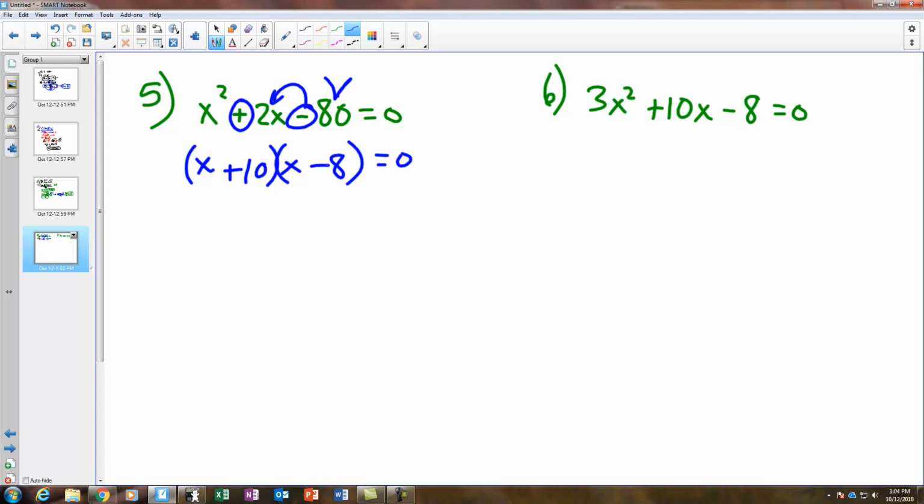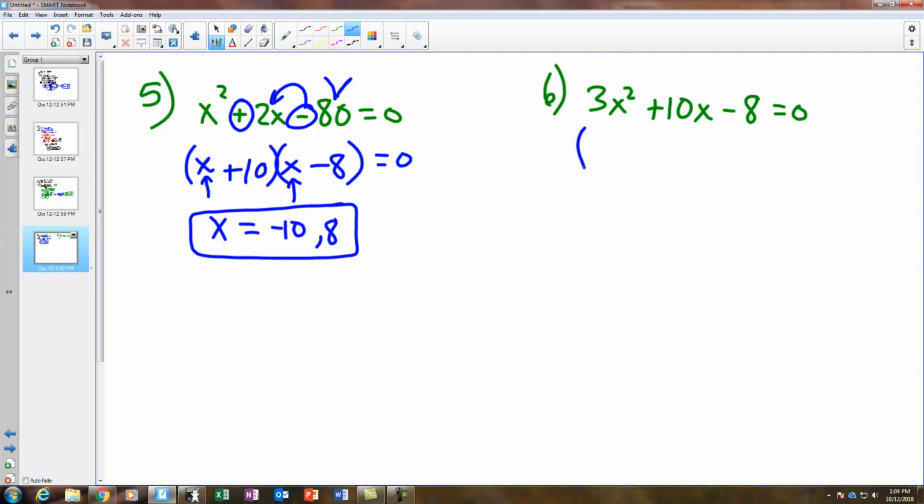Now, I am not done yet because I was supposed to say what x equals. Well, if the whole thing equals 0, then a negative 10 plus 10 would be 0, and if the first parenthesis is 0, the whole thing gets wiped out. And then here, it would be a positive 8. Really, I'm just switching the sign of the number that's grouped with the variable.